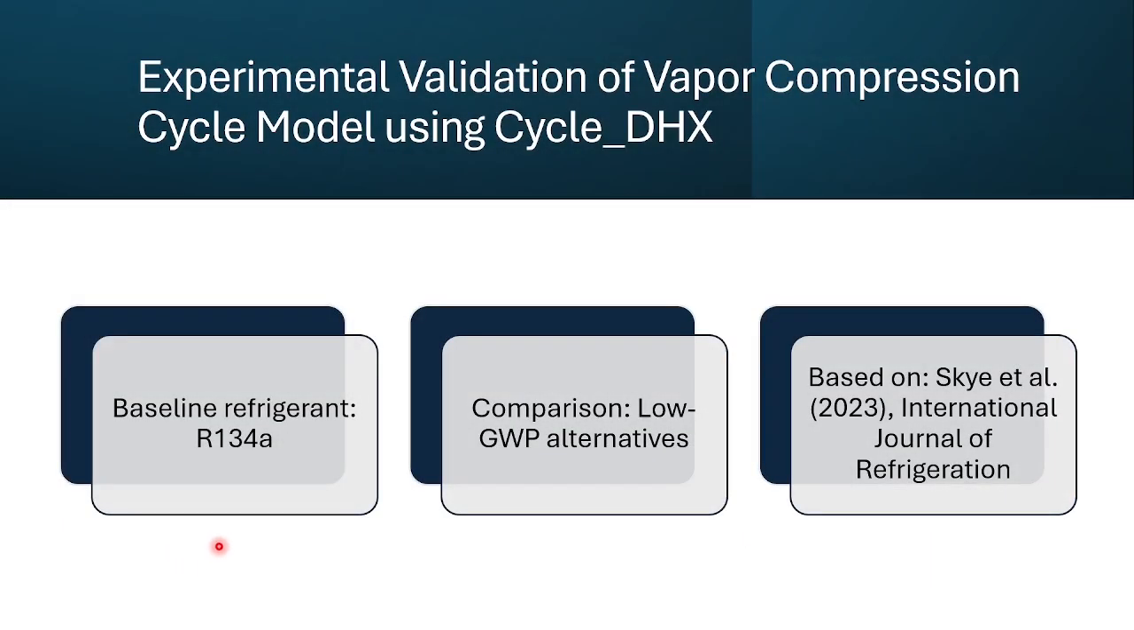We will start with R134A as the baseline, and then we will validate the model against the experimental data. And then we will optimize it for other low GWP refrigerants. This work is explained in the IJR, that is the International Journal of Refrigeration research article, as well as in a NIST document, which I will include in the description for your reference.